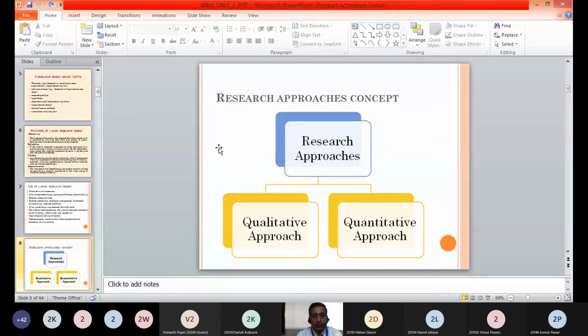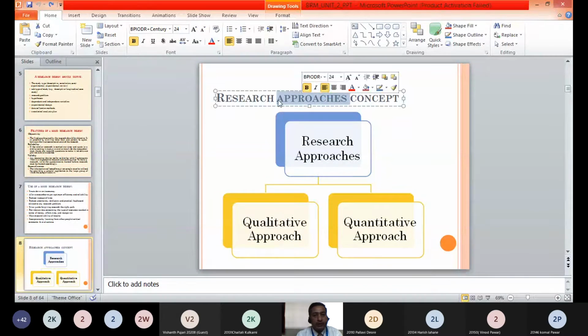Simply put, approach means way of doing. What are the different ways? What are the methods? Approach means simply the ways. So research approaches: what are the different ways of conducting the research?